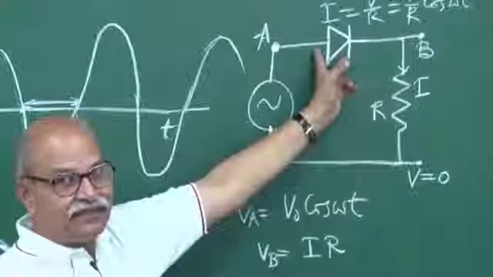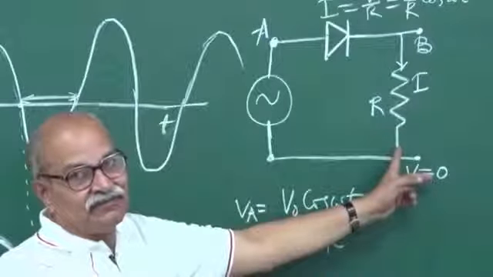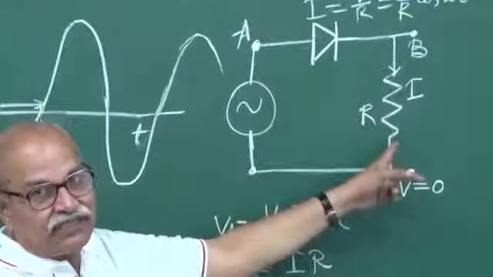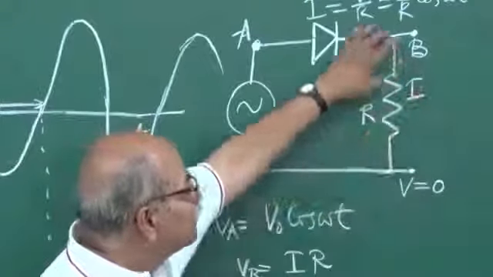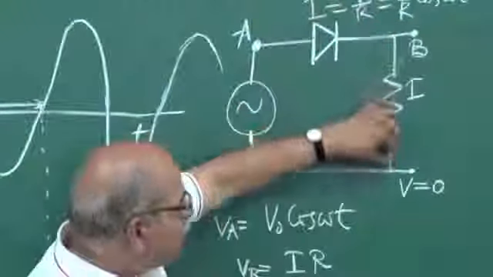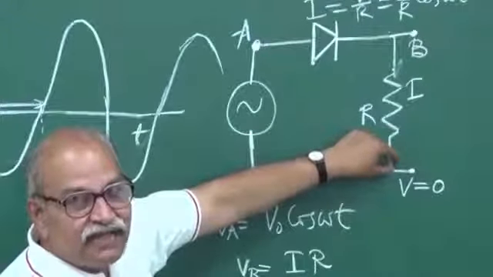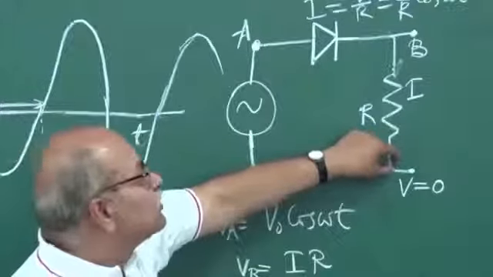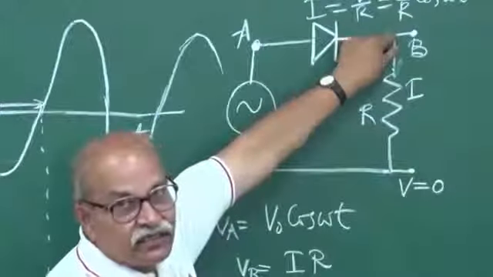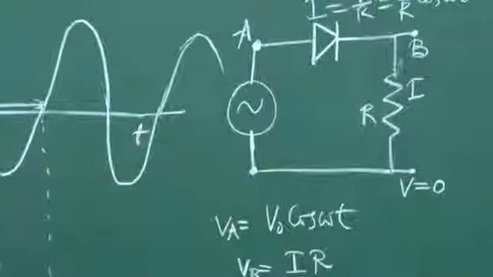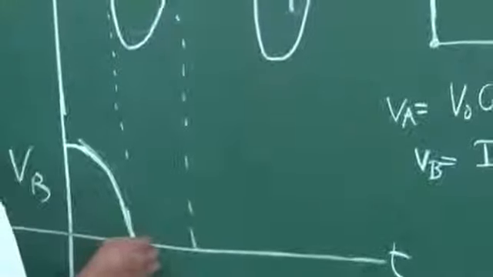no current flows through this. So in that case, this I is 0, and therefore the potential here is the same as the potential here. The potential difference is I times R, and I is 0. So the potential here is 0, potential here is 0, potential here is 0. So VB will be 0. So in this period, VB remains 0.